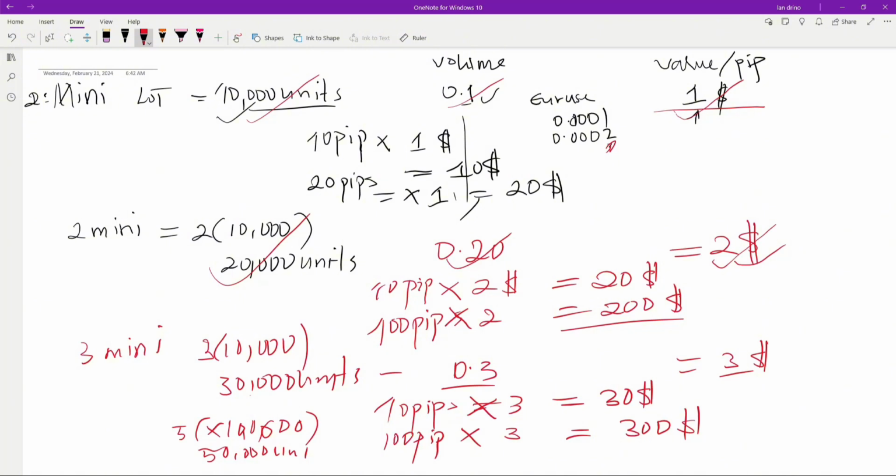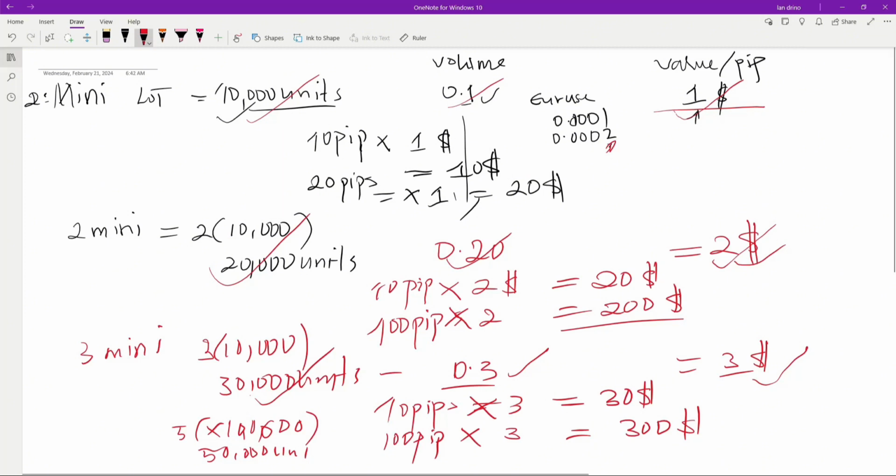If you are controlling 3 minis, it is 3 times the value per mini, which is 10,000. So 3 times 10,000, you'll be controlling a volume of 30,000 units. And the volume is going to be 0.30. The value per pip is going to be $3. So you can try 4 minis, 5 minis, 6 minis, and the rest, and you are going to understand all of this. I hope this is clear.